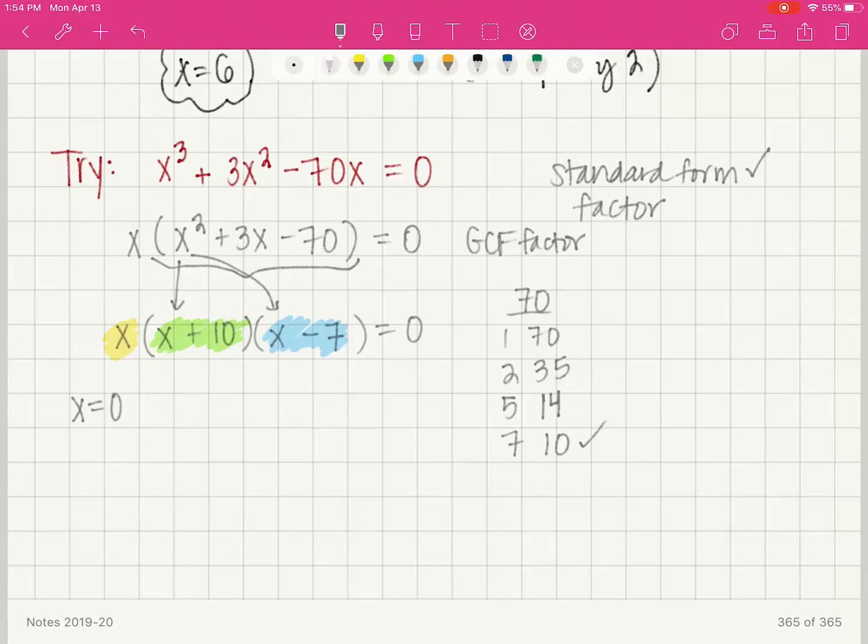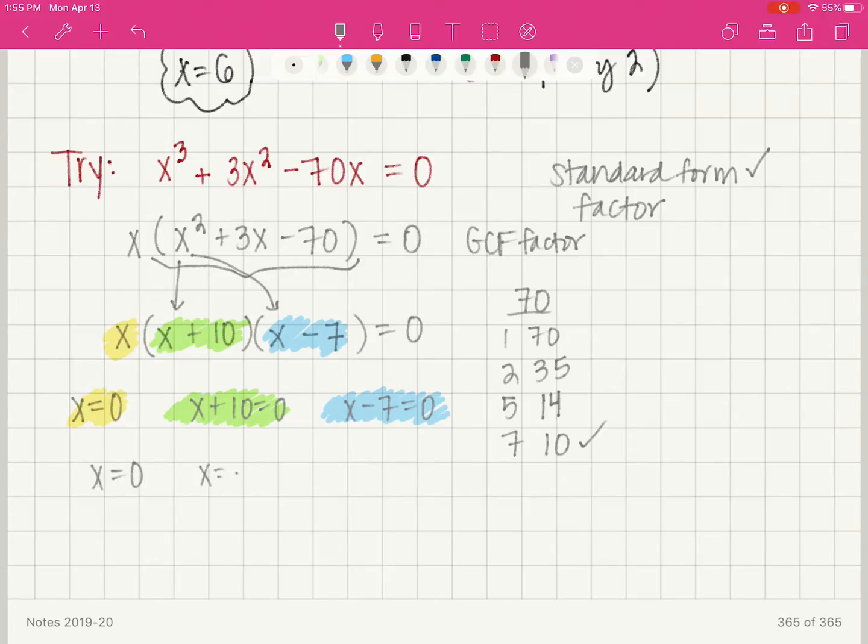x equals 0. That's our first one. I'm going to keep it highlighted because that looks a little weird. x could equal 0. The next one, x plus 10 could equal 0. And then the last one, x minus 7 could equal 0. So x plus 10 could equal 0, and x minus 7 could equal 0. So we've got one answer, 0. The other answer is negative 10, and the last answer is 7. So I've got 3 answers, 0, negative 10, and 7.